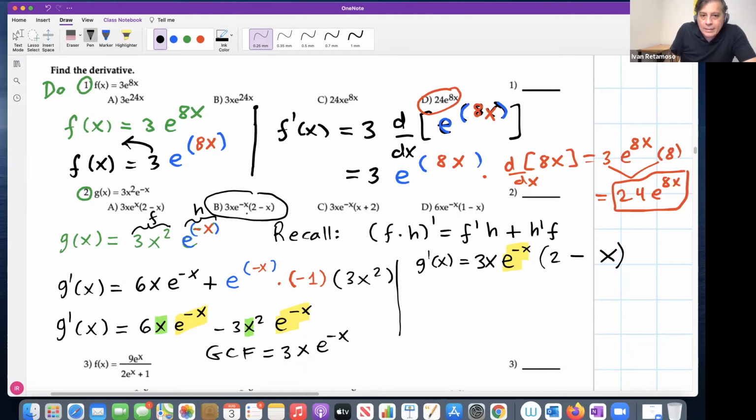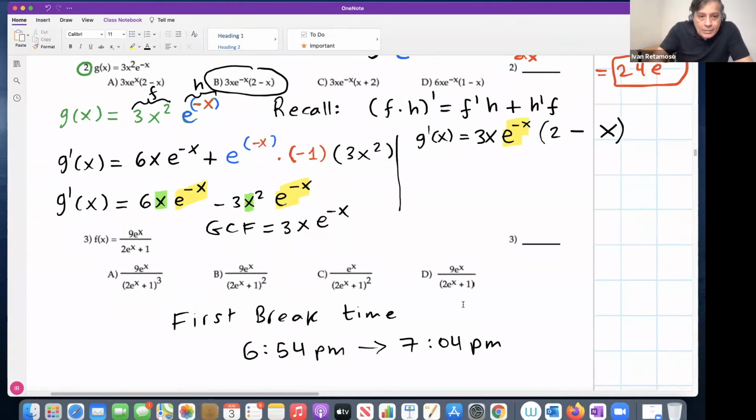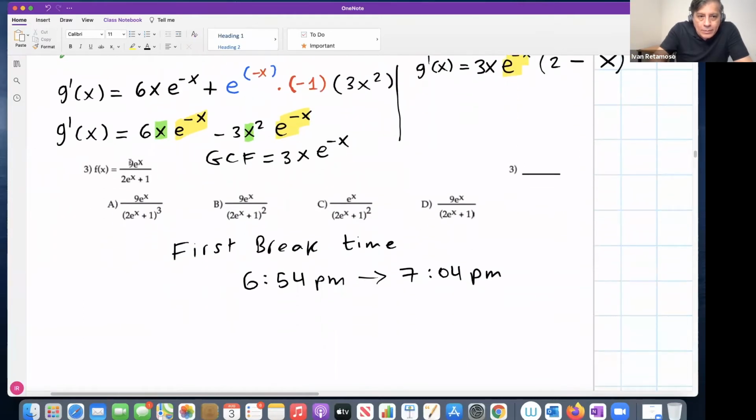3x e raised to minus x, and then followed by 2 minus x, right? So simple functions first, the complicated ones following. So now let's talk about this type of problems, right? What to do if they give you not a multiplication of two functions, but the division of two functions, okay?